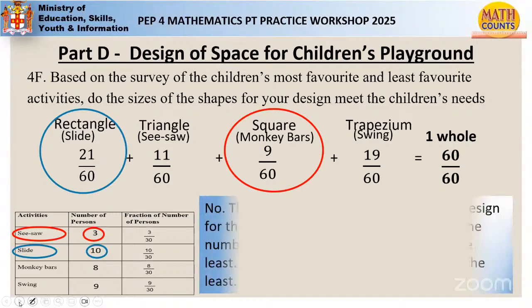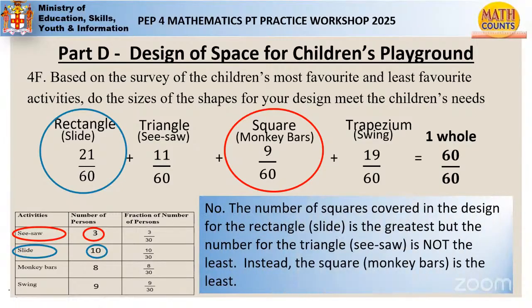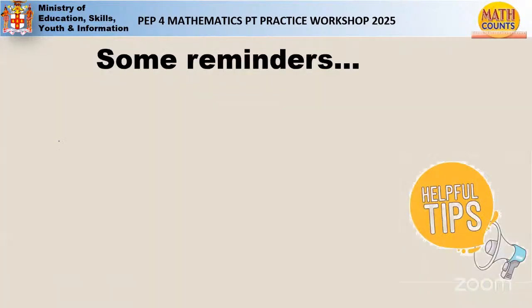All right, so here is the statement. No, the number of squares covered in the design for the rectangle, which is the slide, is the greatest, but the number for the triangle, which is the seesaw, is not the least. Instead, the monkey bars is the least, and that would not have met the criteria. Now we are at the end.